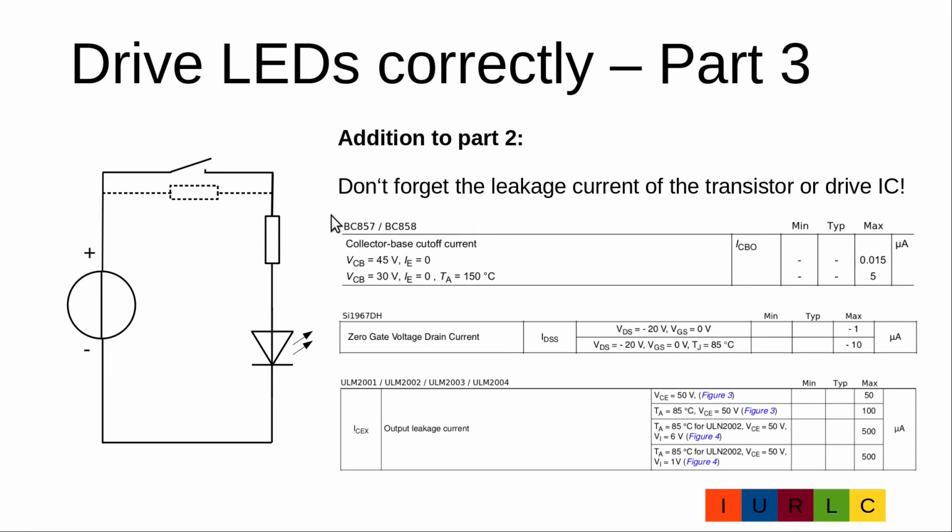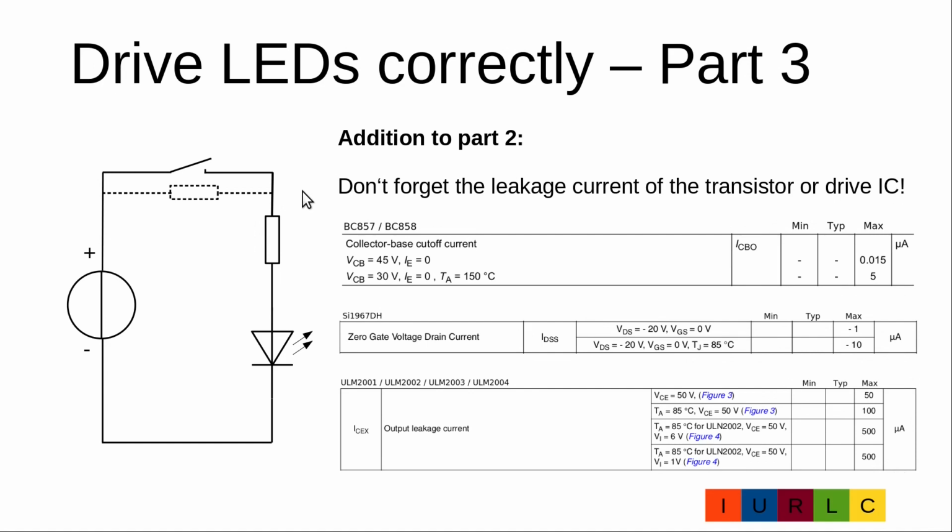This small bipolar junction transistor has a leakage current from 0.015 microamp to 5 microamp. This field effect transistor has a leakage current from 1 to 10 microamps, and this driver IC has a leakage current from 50 to 500 microamps. And all have in common that with increasing temperature the leakage current will increase.